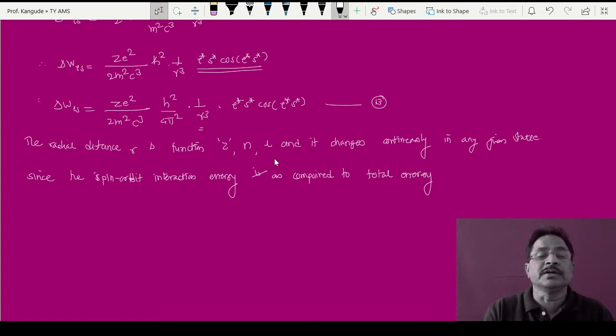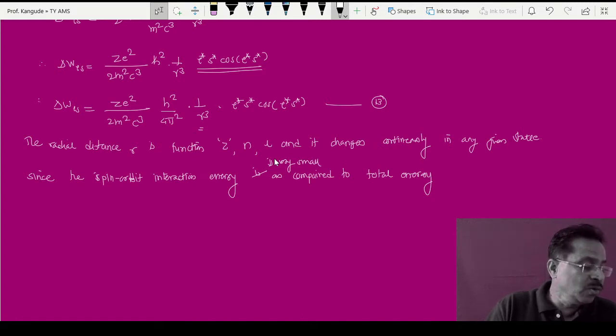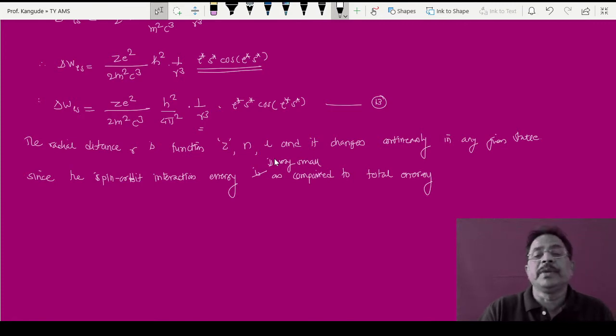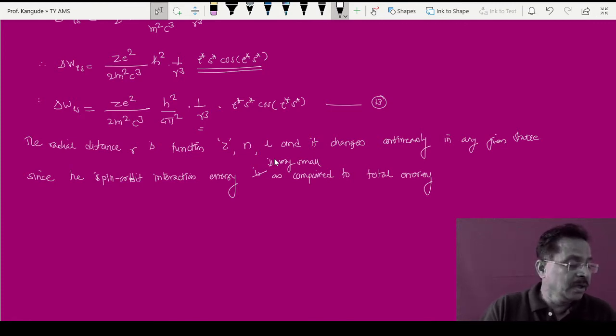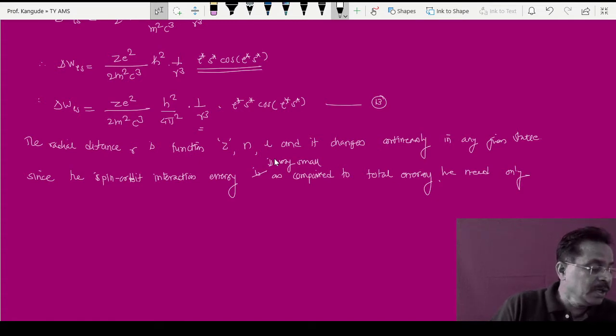The spin orbit interaction energy is very small as compared to the total energy, so we need only what is needed just here, to consider the average value.